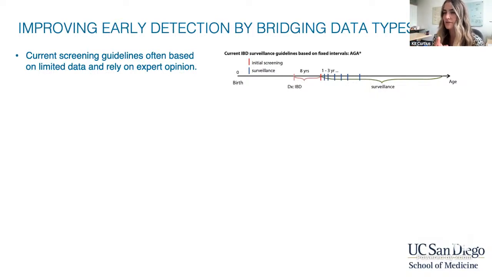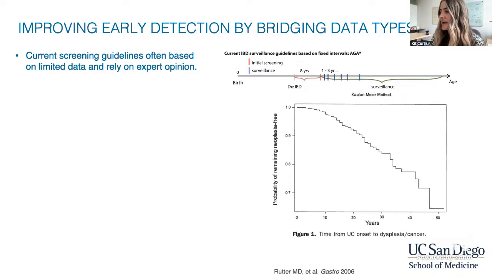And so these are very one-size-fits-all strategies that aren't tailored to much information besides a few clinical variables. So one question you could ask is, who decided this would be 8 years that the next screening colonoscopy should be done? And this is actually based on very, very limited data.